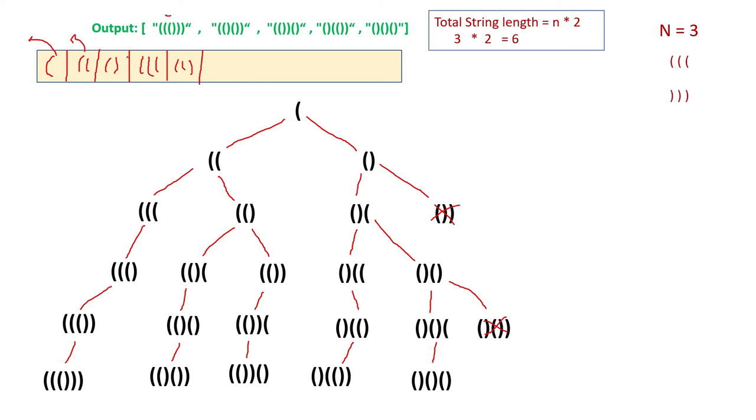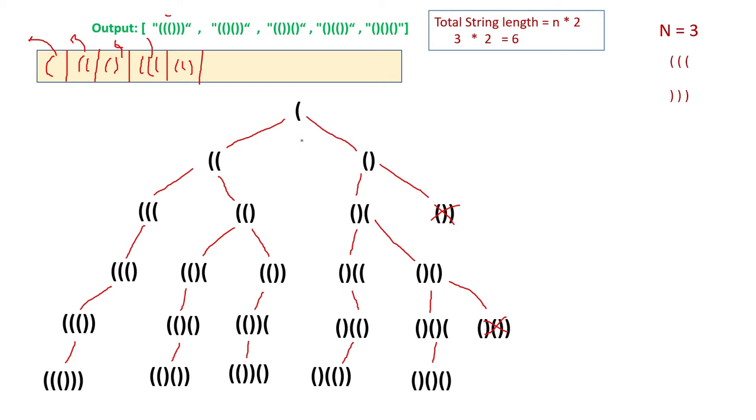And at the end, whenever you pop, at that time if you check the length is 6, just collect it in a result set. Okay, then you will get the answer. So this is the way, if you use the BFS technique, that you will get the result.